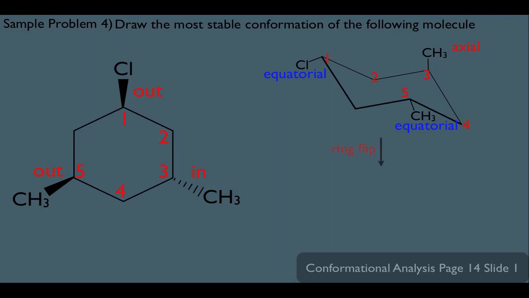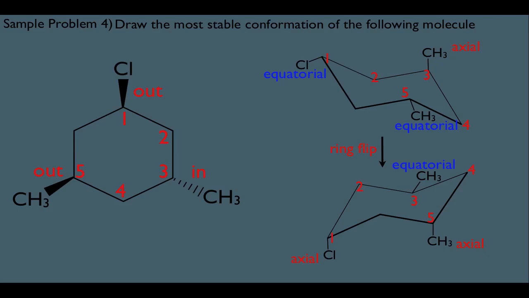Because again, if you think about the ring flip version, we would know that both equatorials would become axial, and the one axial would become equatorial, as you see here in the structure below. So that means this is our most stable conformation, and therefore this is the answer.